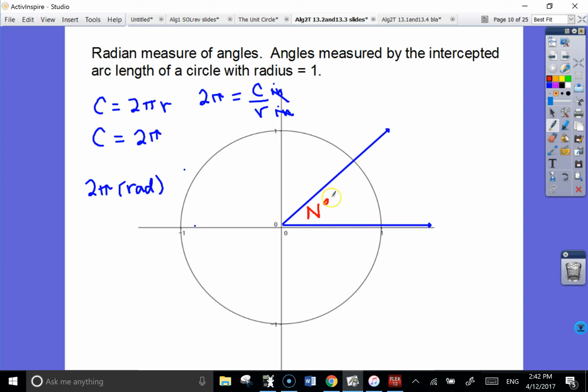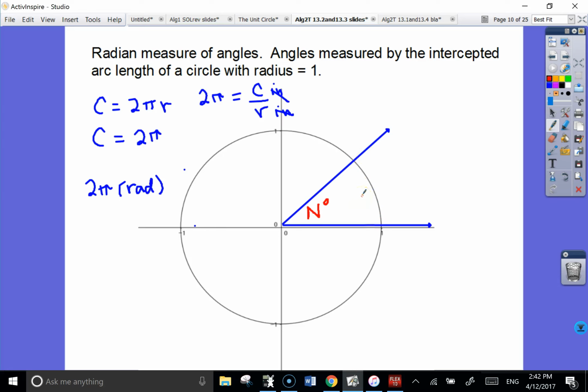Now, if the circle is bigger, for the same central angle, you're going to get a longer intercepted arc, right? If the circle is smaller, for the same central angle, you would get a smaller intercepted arc. So in order to standardize this way of measuring, we need to fix the radius of the circle. So radian measure is when you measure the angle by the intercepted arc when the radius of the circle is 1. Okay, when it's 1. That's what we mean by radian measure of an angle.